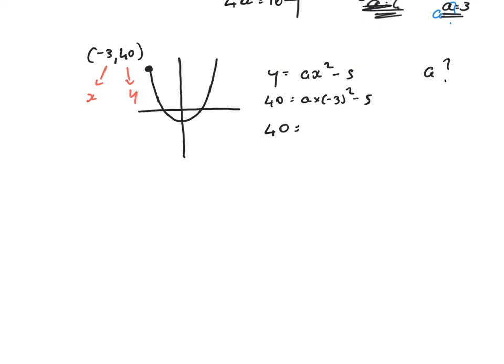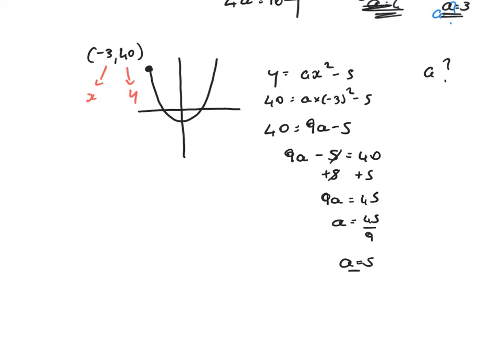Okay, 40 equals a times -3 squared. Well, -3 squared is 9, so that's 9 times a, 9a. Okay, simple equation, 9a minus 5 is equal to 40. Add 5 onto both sides, 9a equals 45. Bring the 9 down, divide 45 over 9, and a is equal to 5. Final answer.